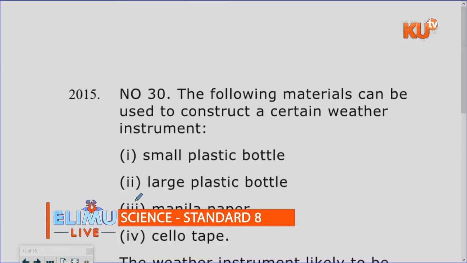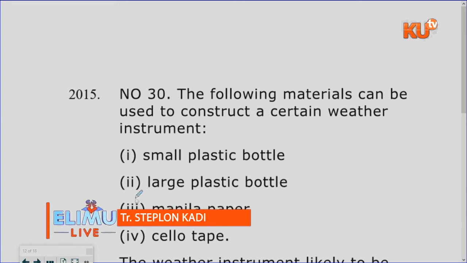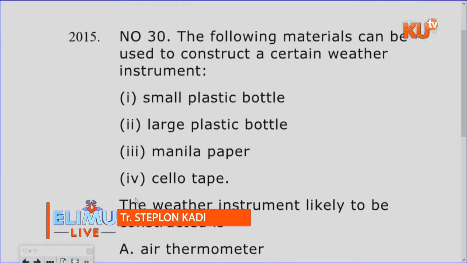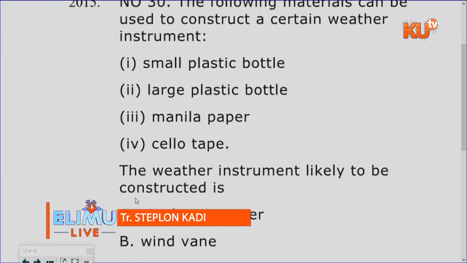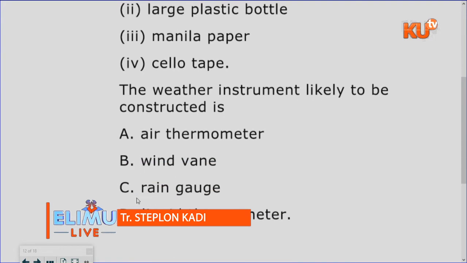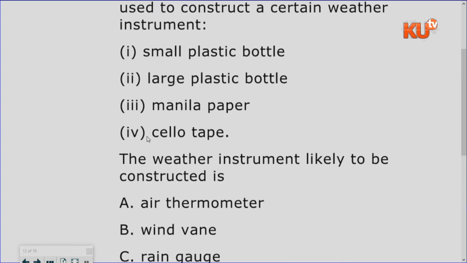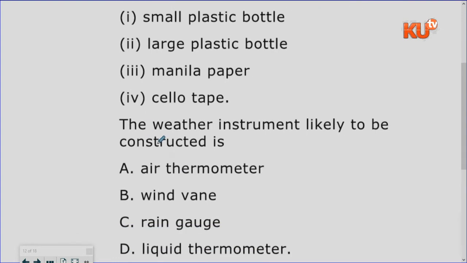Another question, 2015, number 30. The following materials can be used to construct a certain weather instrument: small plastic bottle, large plastic bottle, manila paper, sellotape. The weather instrument likely to be constructed is, so first of all we eliminate some weather instruments based on the materials that we have. We have small plastic and large plastic. We don't need plastic when we are making a wind vane, so we remove a wind vane.